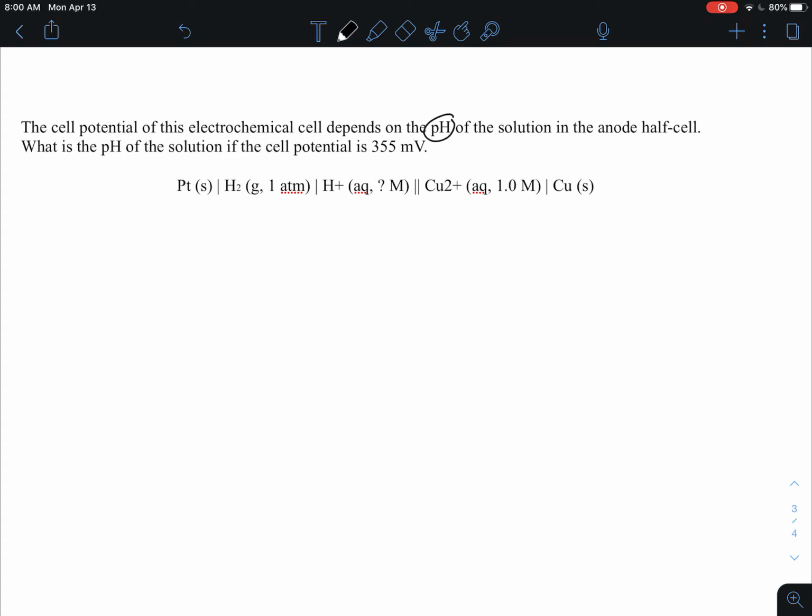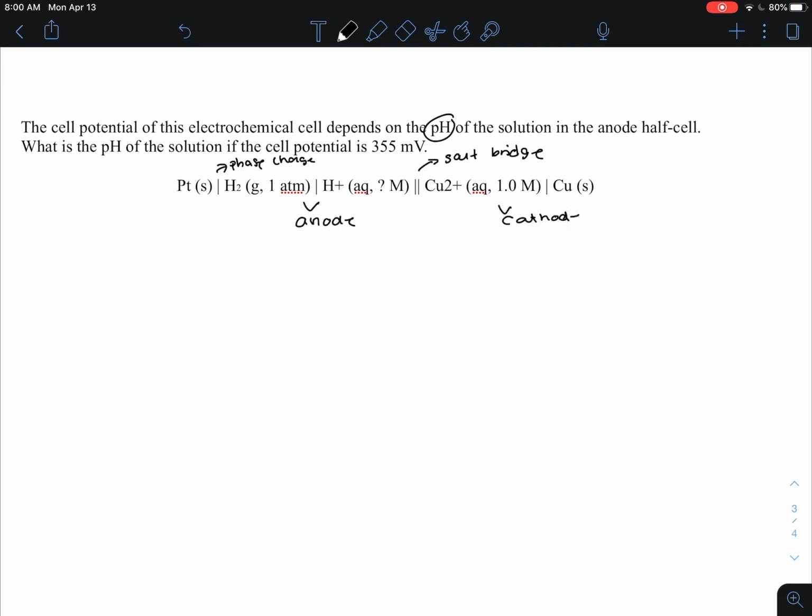Okay, last one. The cell potential of this electrochemical cell depends on the pH of the solution in the anode half cell. What is the pH of the solution if the cell potential is 355 millivolts? So here's our cell. So it's written in that notation. So remember that the singular line are phase change, and the double line is that salt bridge.